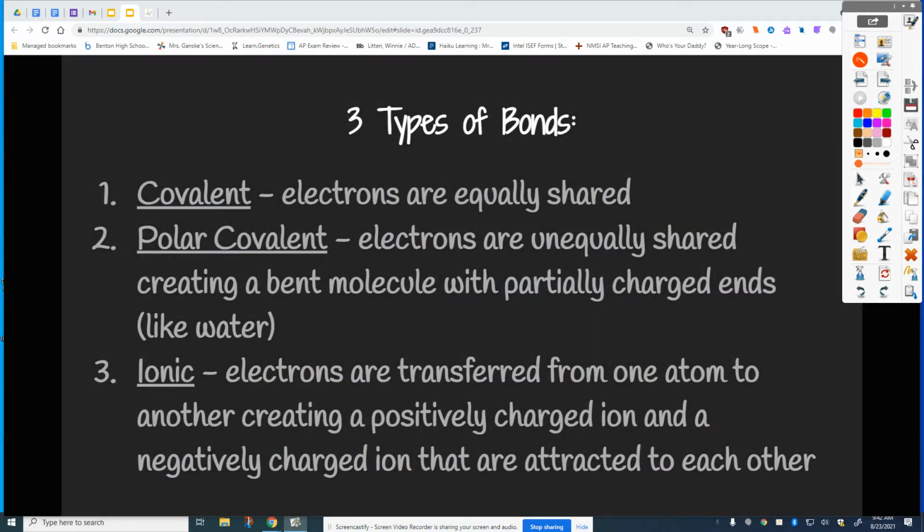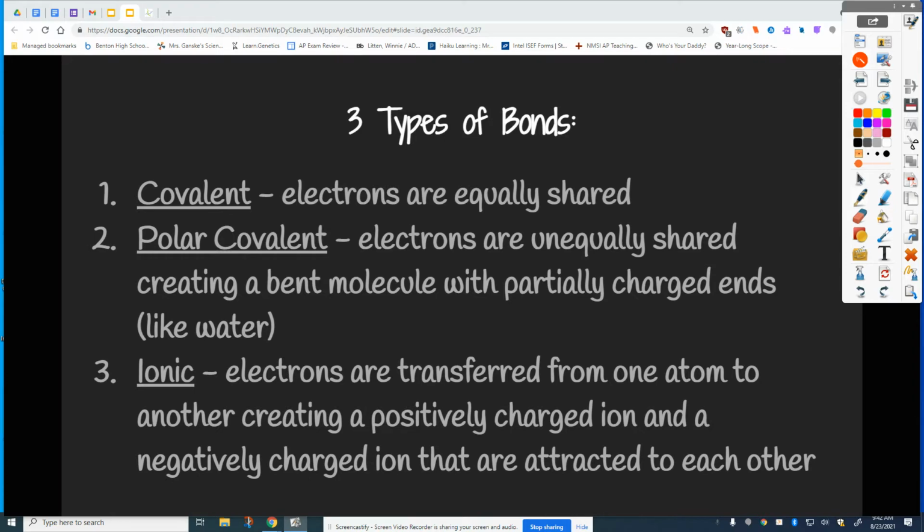More terms that we need to understand are types of bonds. So if you remember on Friday, we talked about an atom. We said atoms had subatomic particles called protons, electrons, and neutrons, right? And those protons, electrons, and neutrons, protons had what charge? Positive. Electrons had negative, and neutrons had neutral.